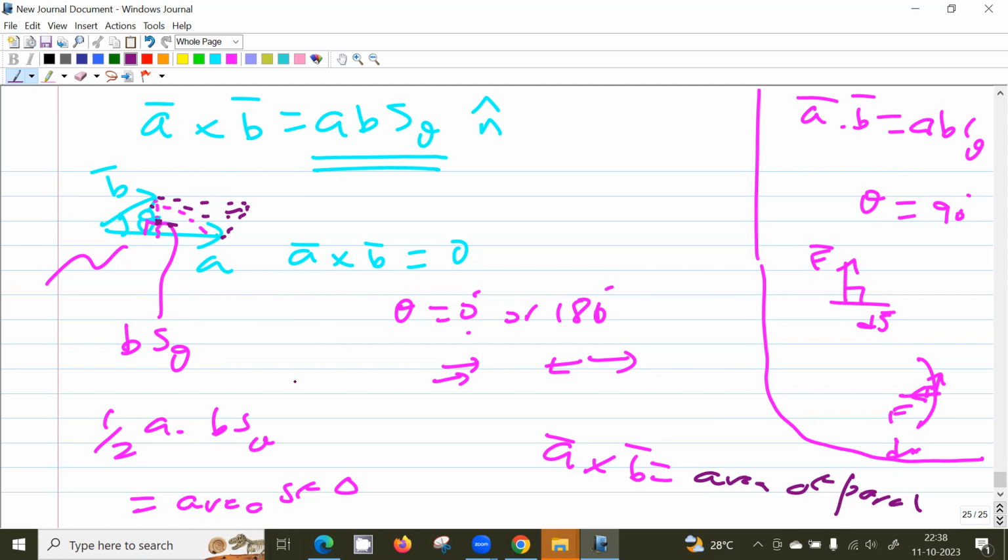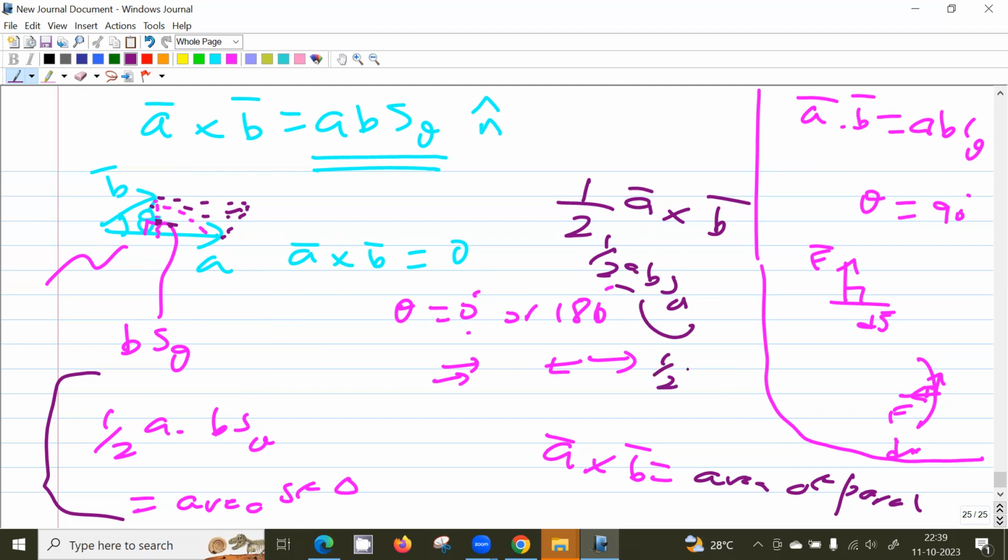If they ask you to derive or show that the area of a triangle formed by A and B is half of A cross B, this is the proof. To prove that, I can write this as half of AB sine theta. If we take A as the base of the triangle, B sine theta is the height of the triangle. So this is nothing but half into base into height, which is the area of the triangle. So you can prove that the area of a triangle is half of A cross B.